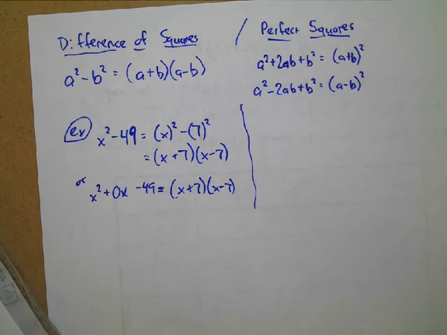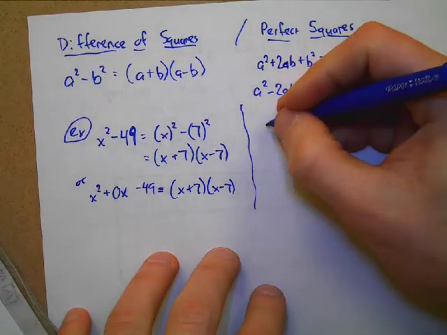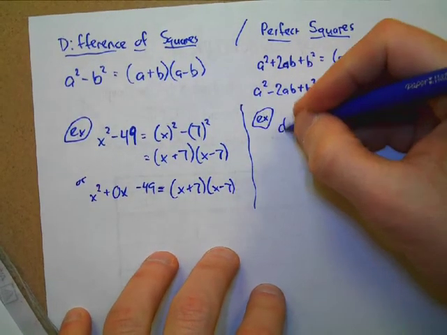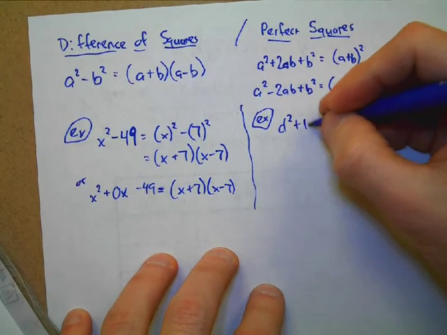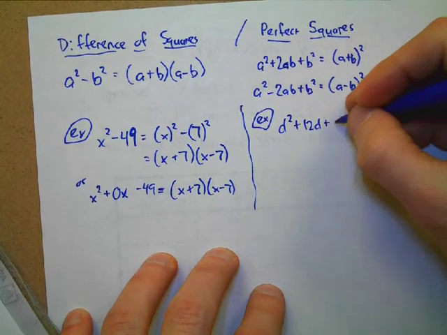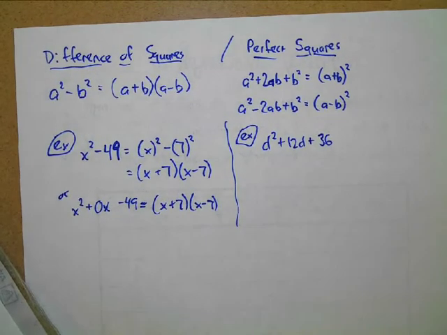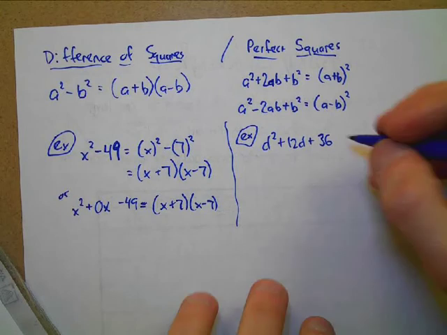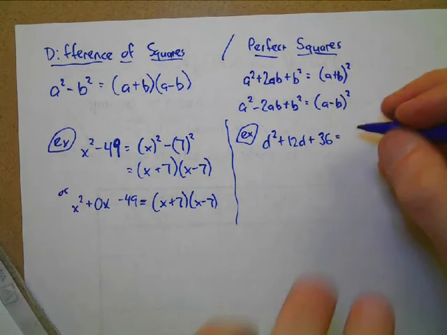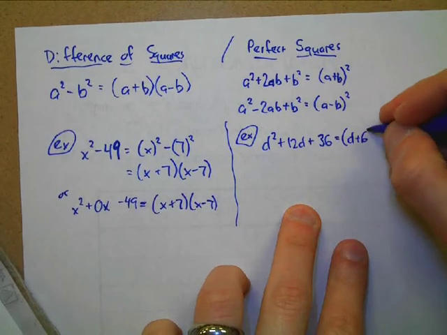For example, d squared plus 12d plus 36. In fact, I'm not even going to bother using the formula here because I just think it's too much. In this case, we're looking for two numbers that multiply to make 36 and add to make 12. So what two numbers multiply to 36, add to make 12? Yeah, 6 and 6 again.